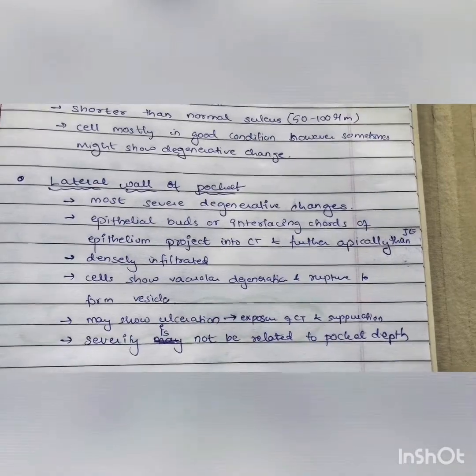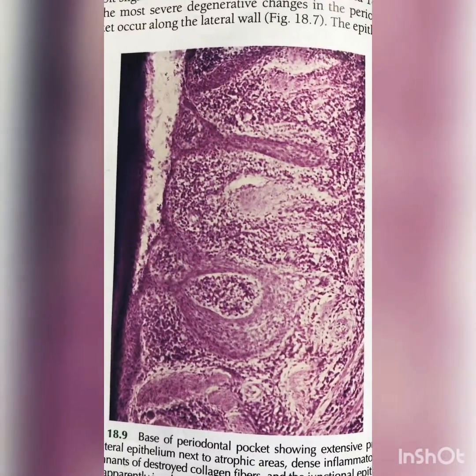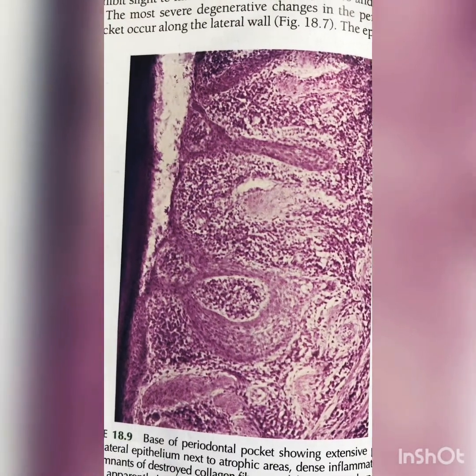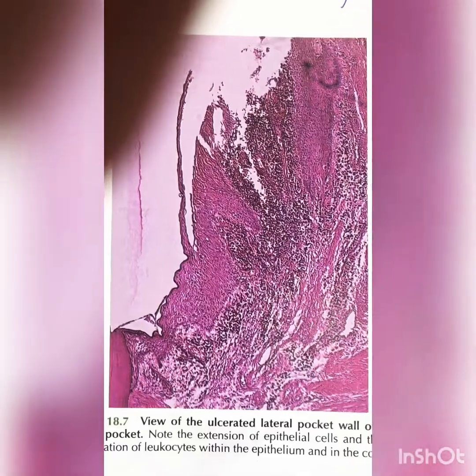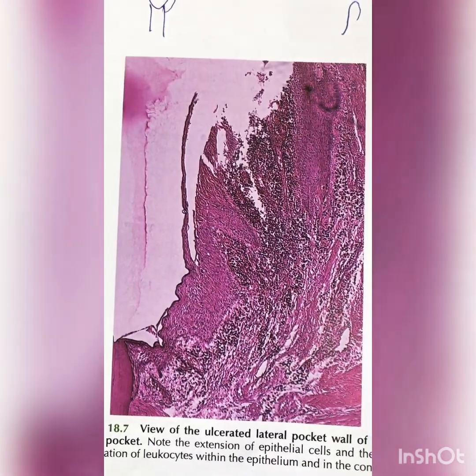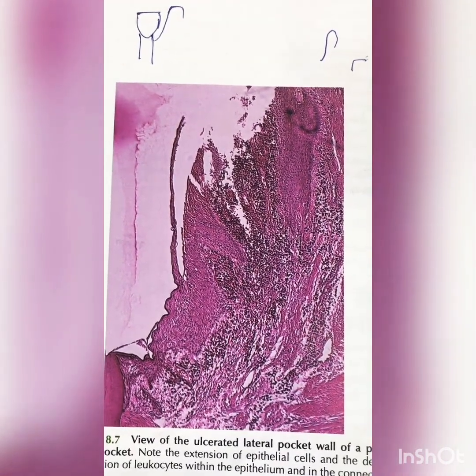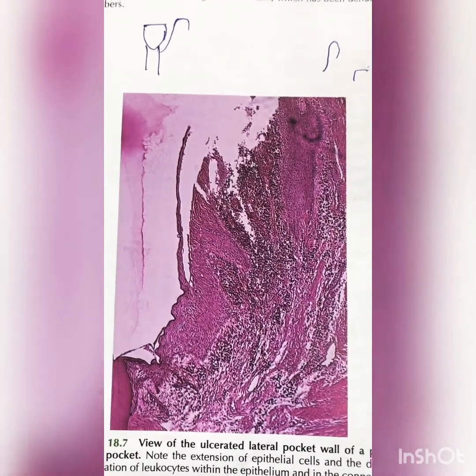So it is independent of the depth of the pocket. In this picture, you can appreciate the budding and the interlacing of your connective tissue into the epithelium. In this picture you can appreciate that there is ulceration along the epithelium and it causes the exposure of your connective tissue. Also, one can appreciate the dense infiltration into the connective tissue as well as into the epithelium.